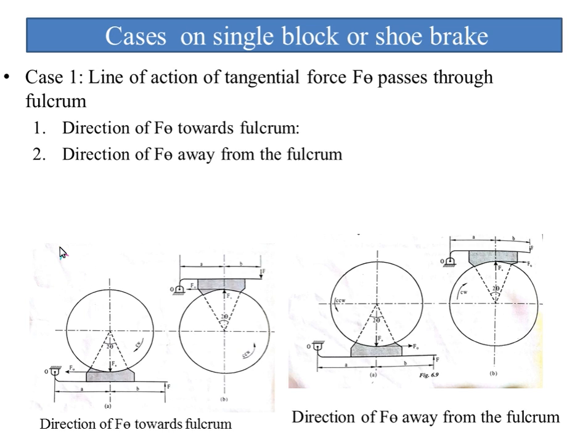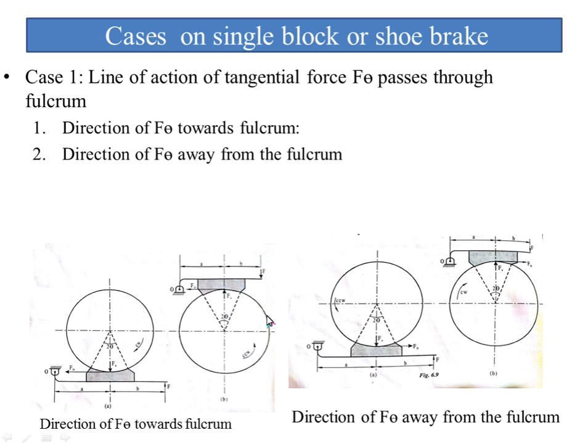As we have seen in the previous session, we have three cases for single block or shoe brake. The first case is where this is the fulcrum, the pivot point, this is the lever, this is the block and this is the drum. Here the force is passing through the fulcrum, here also the force is passing through the fulcrum. In all the four cases the force is passing through the fulcrum.